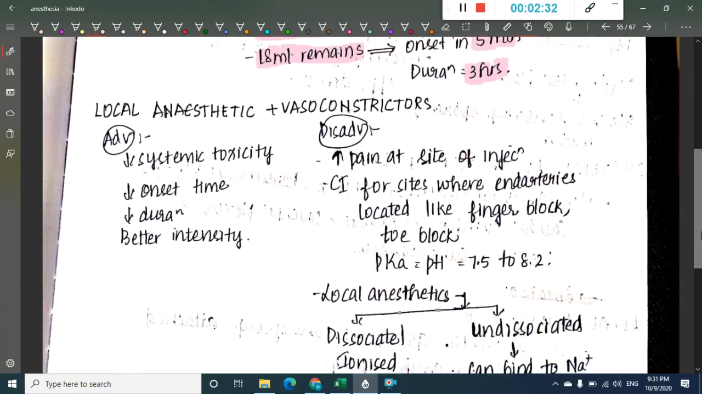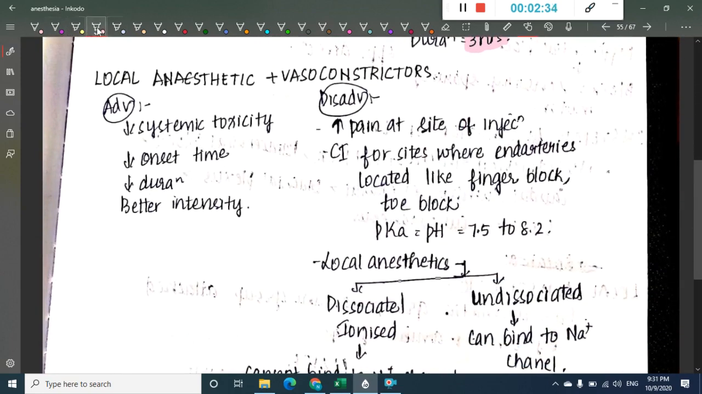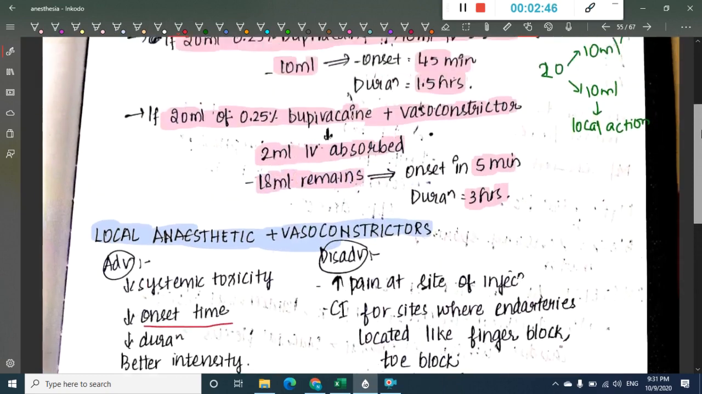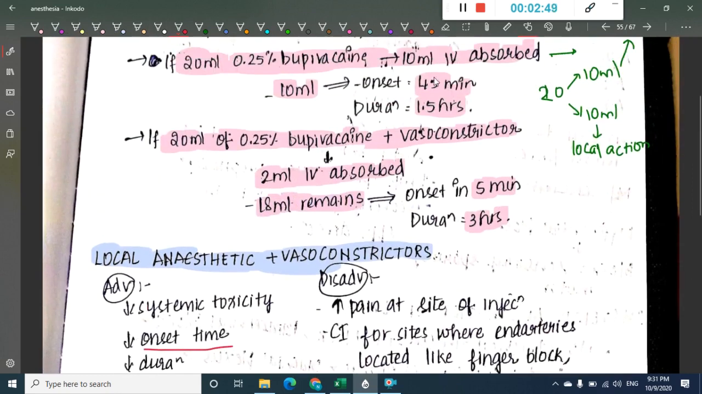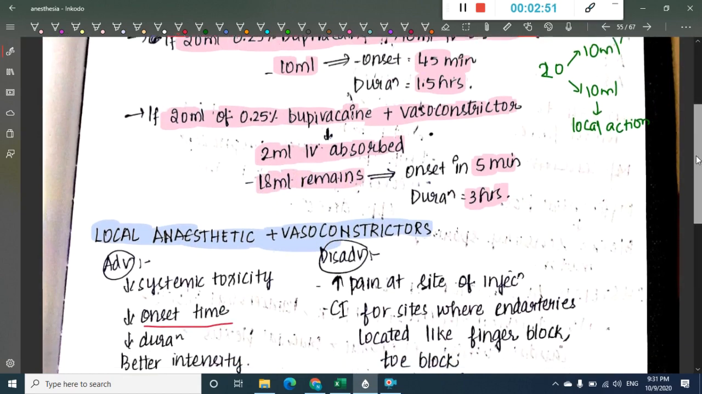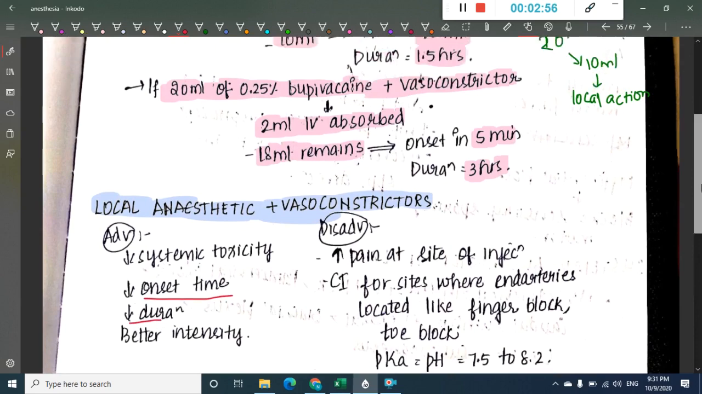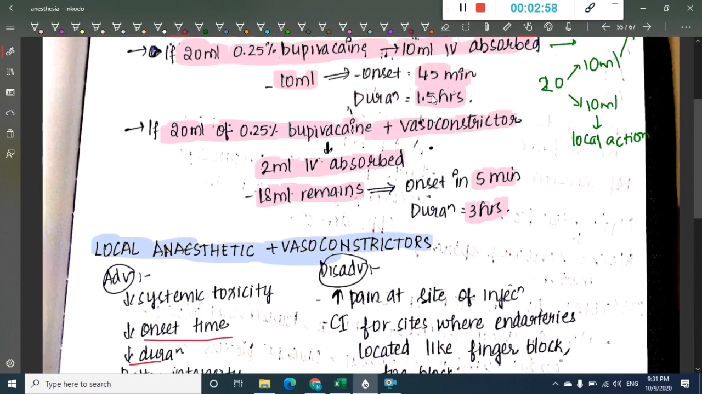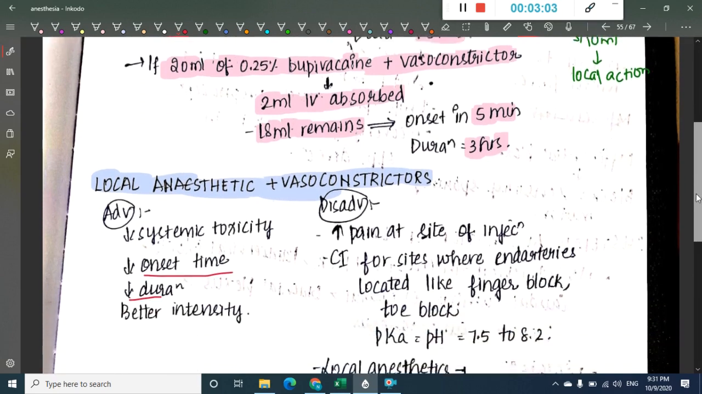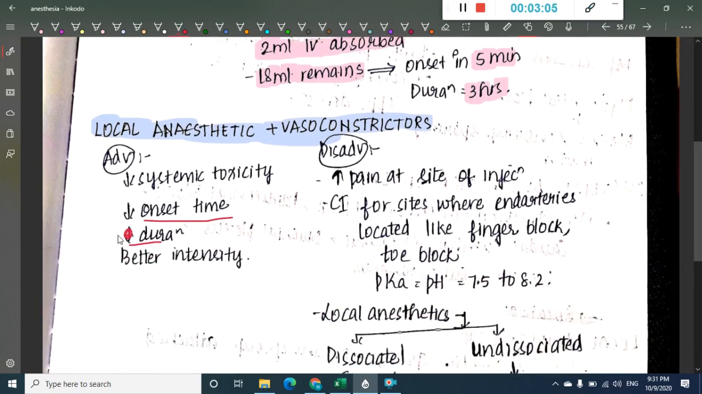Okay, so what are the uses of giving local anesthetics along with vasoconstrictors? One, because we give local anesthetics with a vasoconstrictor, this decreases the onset time, right? As I have said, in the first case the onset time is 45 minutes and it decreased to 5 minutes. Two, it increases the duration of action. In the beginning the duration of action is 1.5 hours. Now the second time the duration is increased to 3 hours.